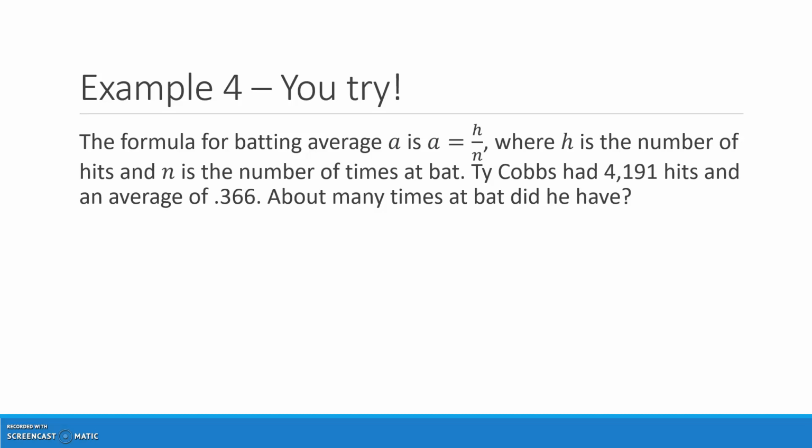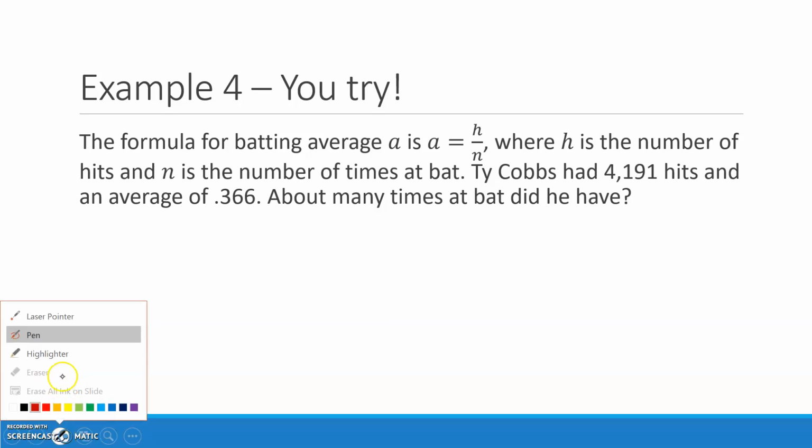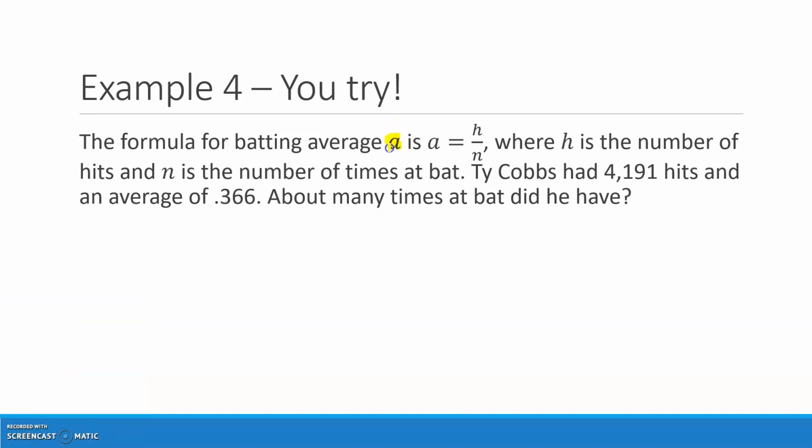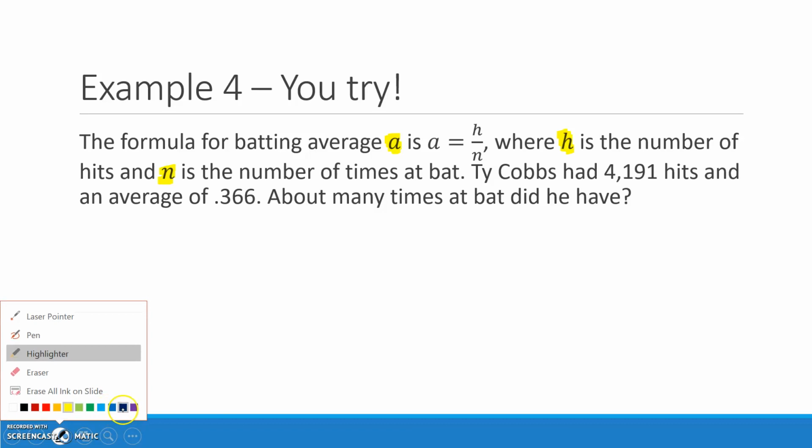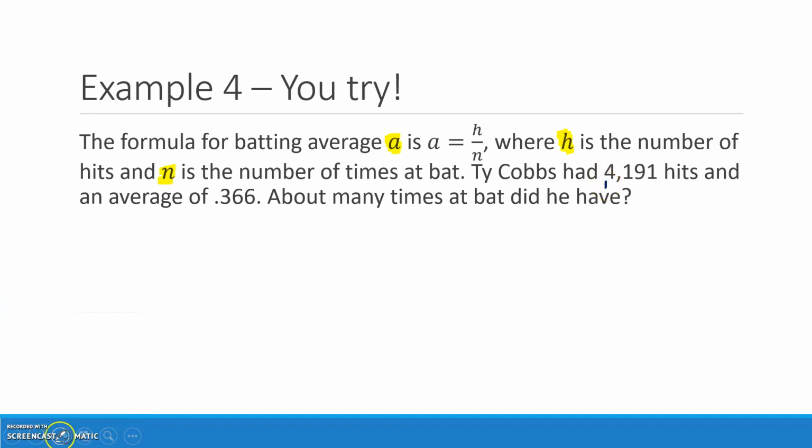Try this one. See what you get. So the formula for batting average is, hold on, let me get my highlighter. For the batting average A, A equals H over N, where H is the number of hits and N is the number of times at bat. Ty Cobbs had 4,191 hits, and he had an average of 366. How many times at bat did he have?